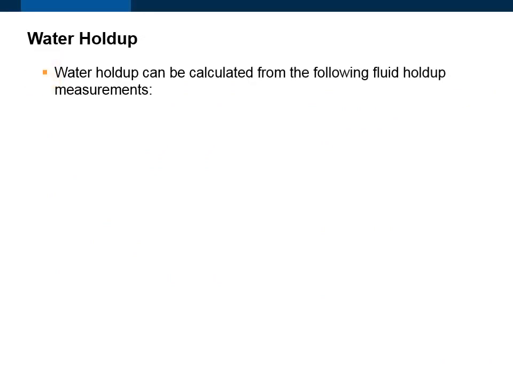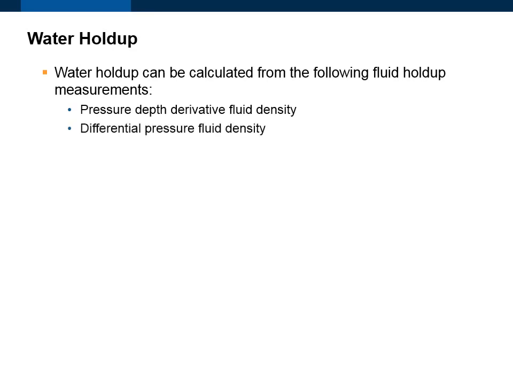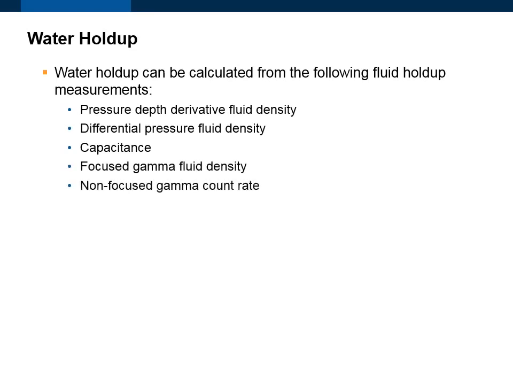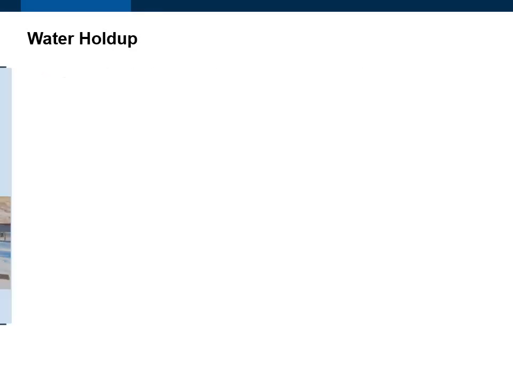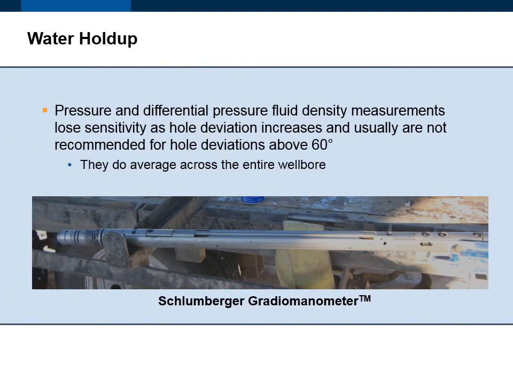Water holdup can be calculated from the following fluid holdup measurements: pressure depth derivative fluid density, differential pressure fluid density, capacitance, focused gamma fluid density, non-focused gamma count rate, and backscattered gamma gas holdup measurements. Pressure and differential pressure fluid density measurements lose sensitivity as hole deviation increases and usually are not recommended for hole deviations above 60 degrees. They do average across the entire wellbore.